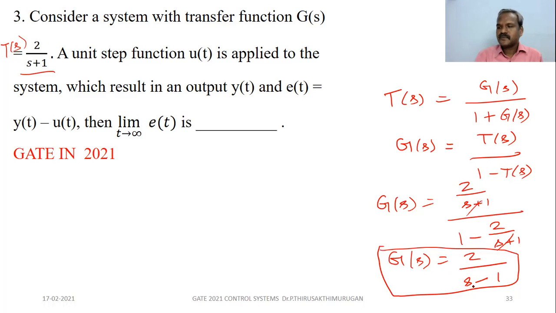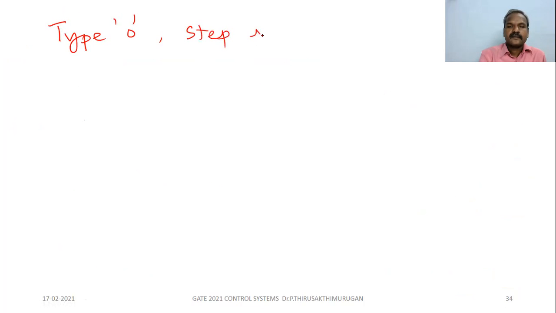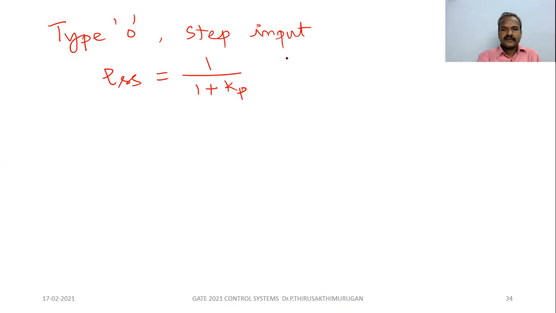So this is a type 0 system. Okay, type 0 first order system. Understand? So what is the steady state error for a type 0 system for step input? We can find only the position error coefficient Kp. Okay. What is the ESS? The steady state error for the type 0 system for the unit step input is 1 over 1 plus Kp. Okay, so this is for step input.